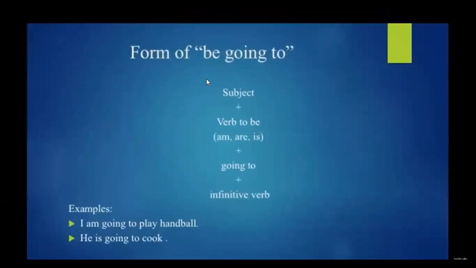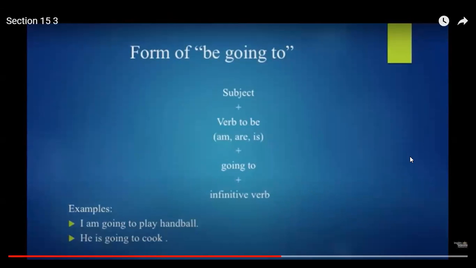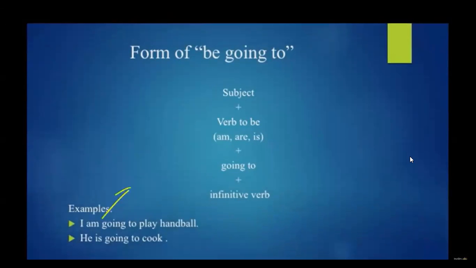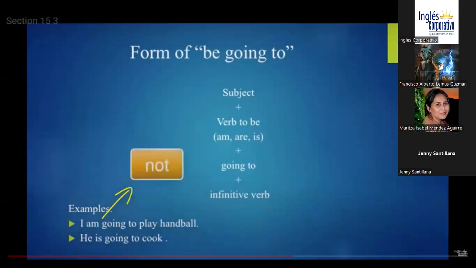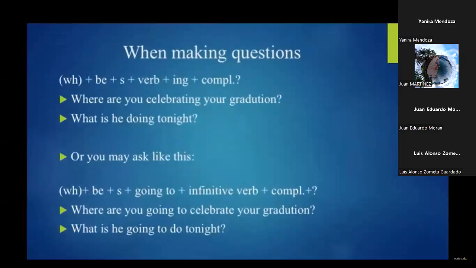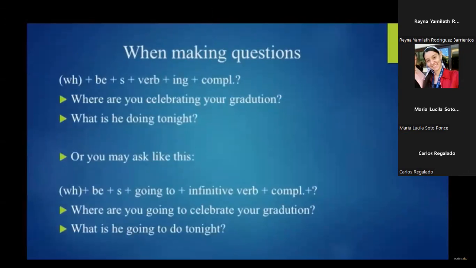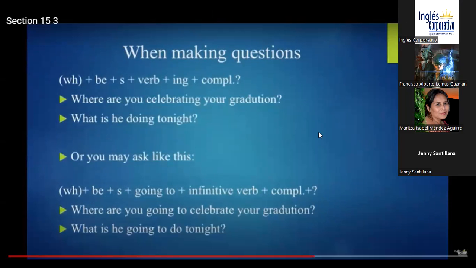This is the form when using be going to. Subject plus verb to be, are, is plus going to plus infinitive verb. Examples, I am going to play handball. He's going to cook. These are the steps to follow when making an affirmative statement. And if the statement is negative, we add the word not between be and going to. And when you want to ask a friend or a relative about their plans, you may do so by asking using a WH question word like this.